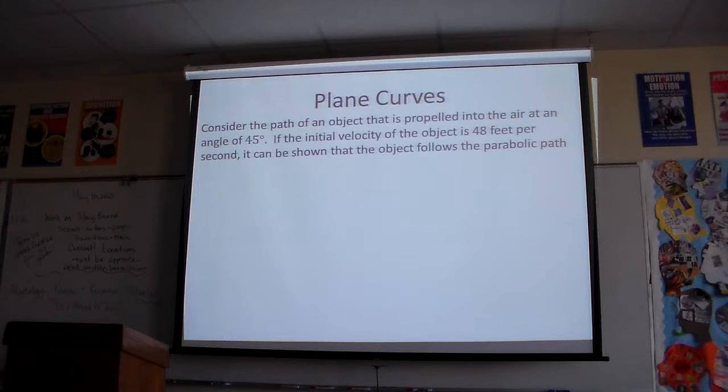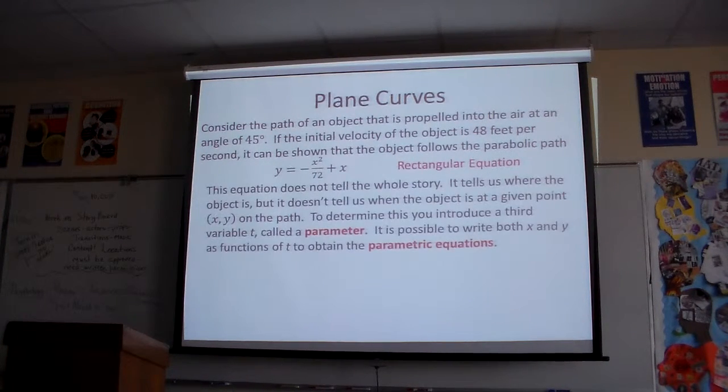You can see here that we have an object that's going to travel at a 45-degree angle at a velocity of 48 feet per second. It's going to follow a path. And what we know is this: in the rectangular equation, here's one of our formulas: y is negative x squared over 72 plus x. But it doesn't tell us the whole thing about this particular problem with the parameter.